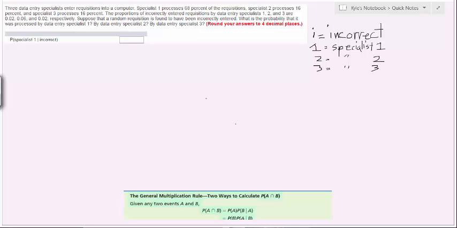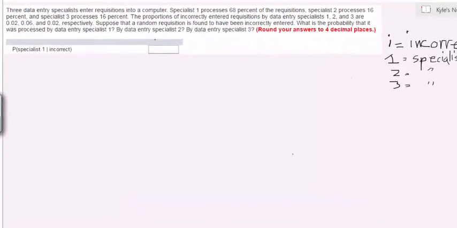Hey guys, this next example is all about using Bayes' theorem. It's a pretty challenging example and it's in your homework. So hopefully this will give you a good strategy on how to get through the Bayes' theorem problems in your homework, on the quiz, and on the exams. Pause the video and read through the problem description.